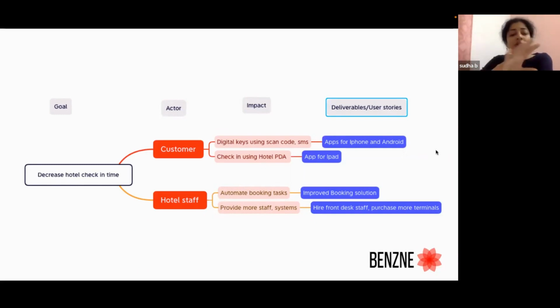So how am I going to write a user story using this example? As a customer, I would like to create an app on my iPhone so that, this is the impact portion, I'm able to check in using my scan code. As a customer, I want to be able to create an app for my iPad, etc., so that I'm able to check in using my iPad. That's how user stories get generated.